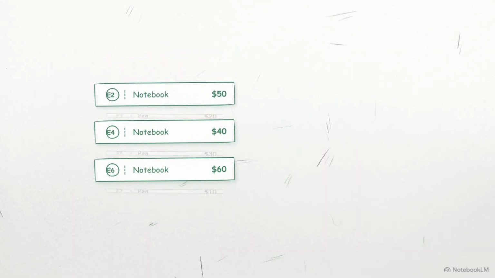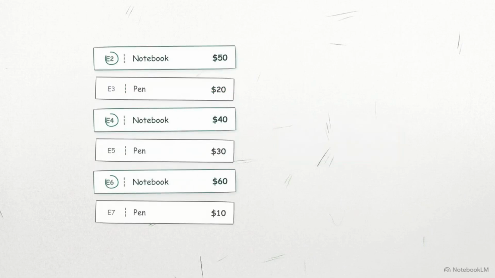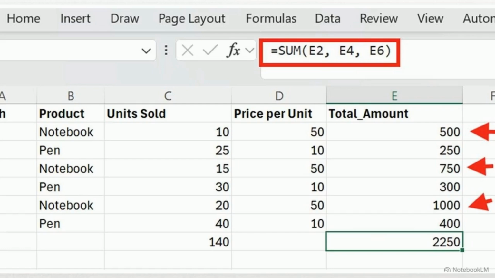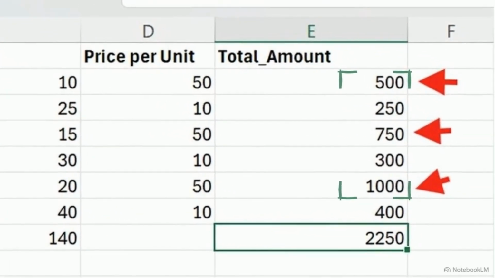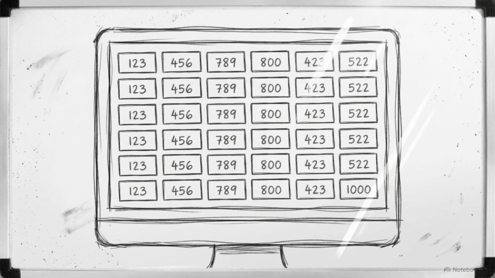Sometimes you only need to add specific parts of a list. To calculate the revenue from notebooks only, we must skip the rows containing pen sales. To handle scattered values, we change the syntax. Instead of a colon, we use commas to separate individual cells. We type equals, sum, and an open bracket. Click E2, type a comma, click E4, comma, E6. Press Enter for the subtotal. Using commas gives you the flexibility to isolate specific data points without needing to move or rearrange your table.